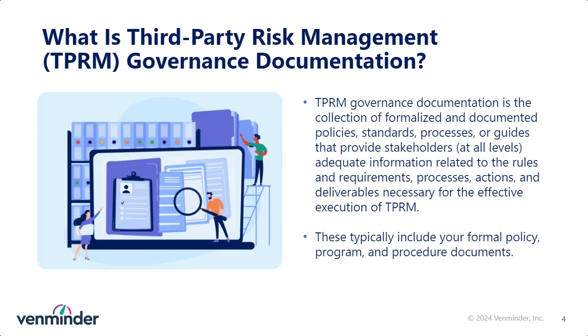So the very first question most of us have is, what is third-party risk management documentation? Well, first of all, these are the documents that formalize your third-party risk management program. So this includes your policy, your program document, or maybe your operating standards and all of your procedures. These documents really provide guidance and information at all levels of the organization, and they're meant to clearly spell out all the rules and requirements necessary for effective third-party risk management execution at your organization.